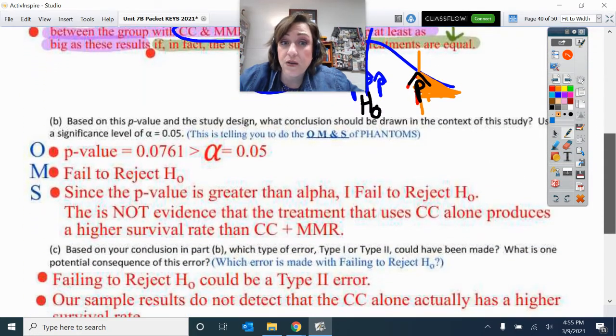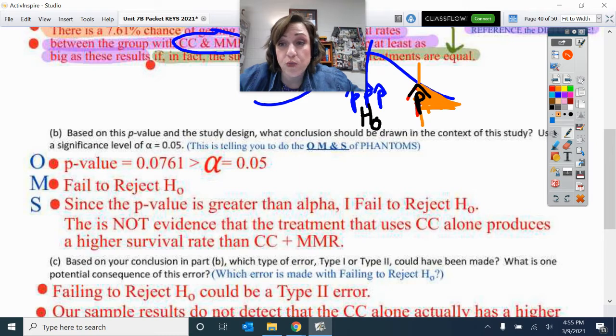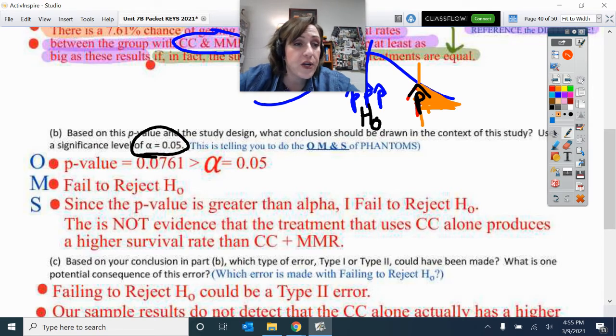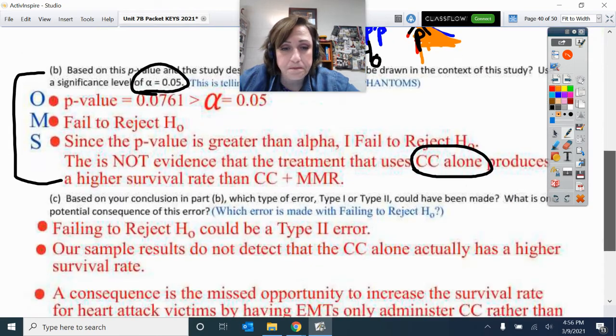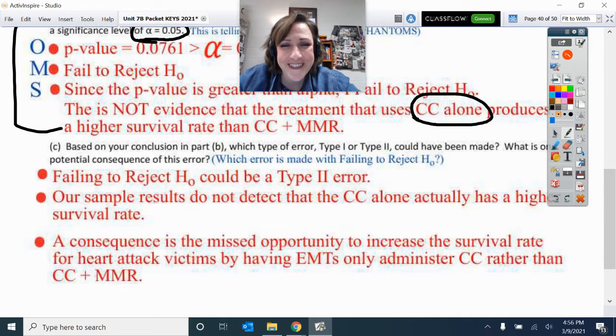Based on this p-value and the study design, what conclusion would you draw? Well, with that p-value, and it does tell me a significance level, we are drawing our conclusion that it is greater than 0.05, so I fail to reject H0. Since the p-value is greater than alpha, there is not evidence that CC alone produces a higher survival rate than the chest compressions and mouth-to-mouth resuscitation. Okay. Errors we were wondering about.